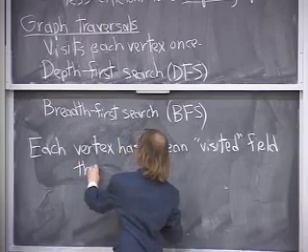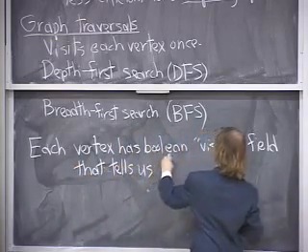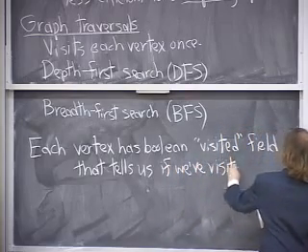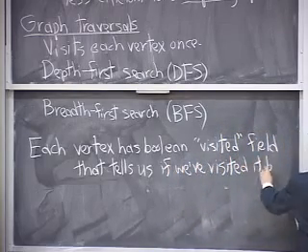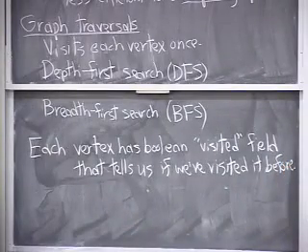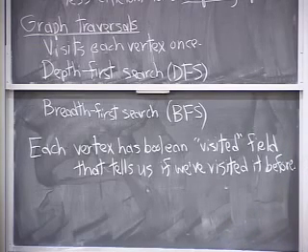That tells us if we visited the vertex before. And so whenever we're thinking of visiting a vertex, we check if we visited it before, and if we have, we don't visit it again.